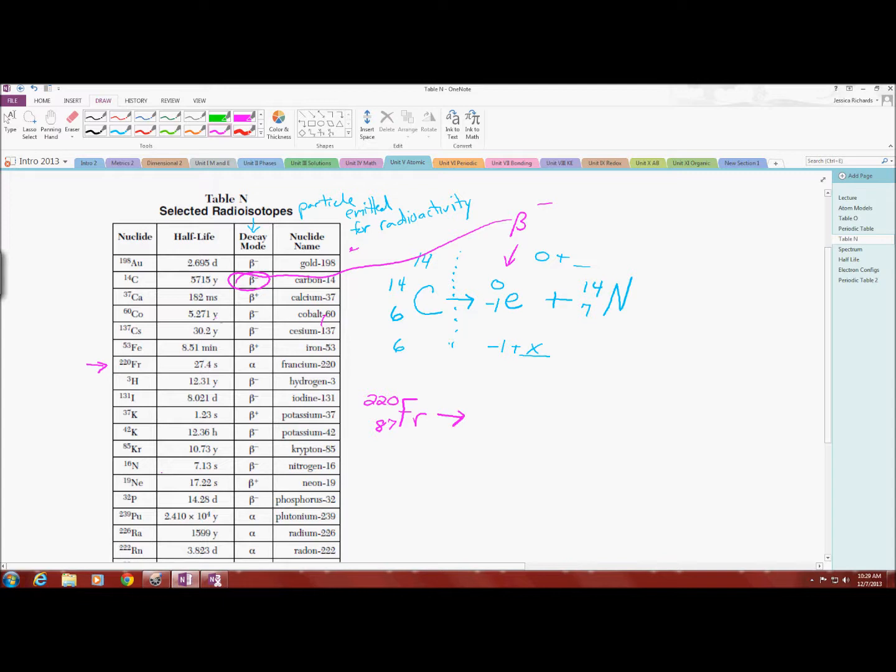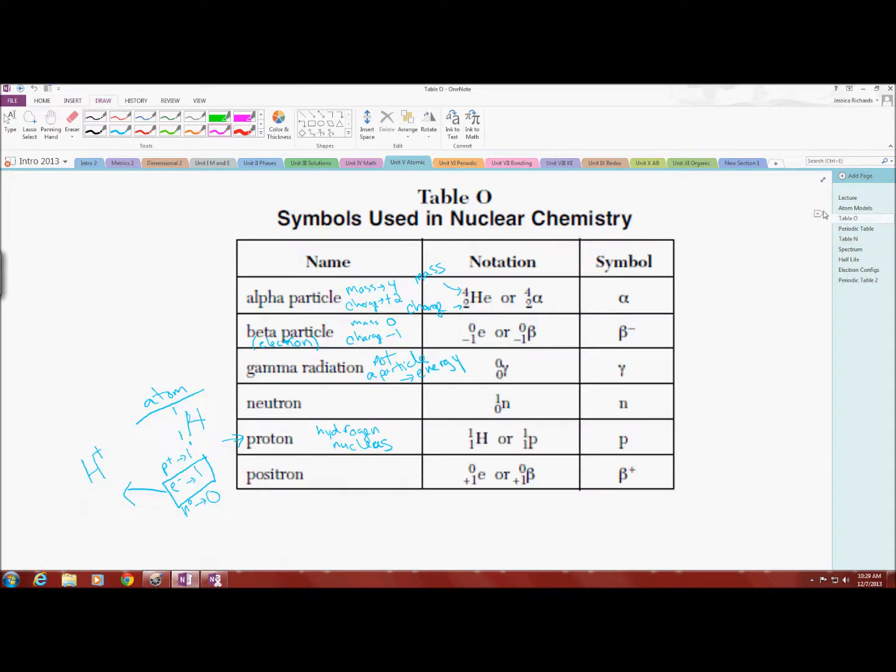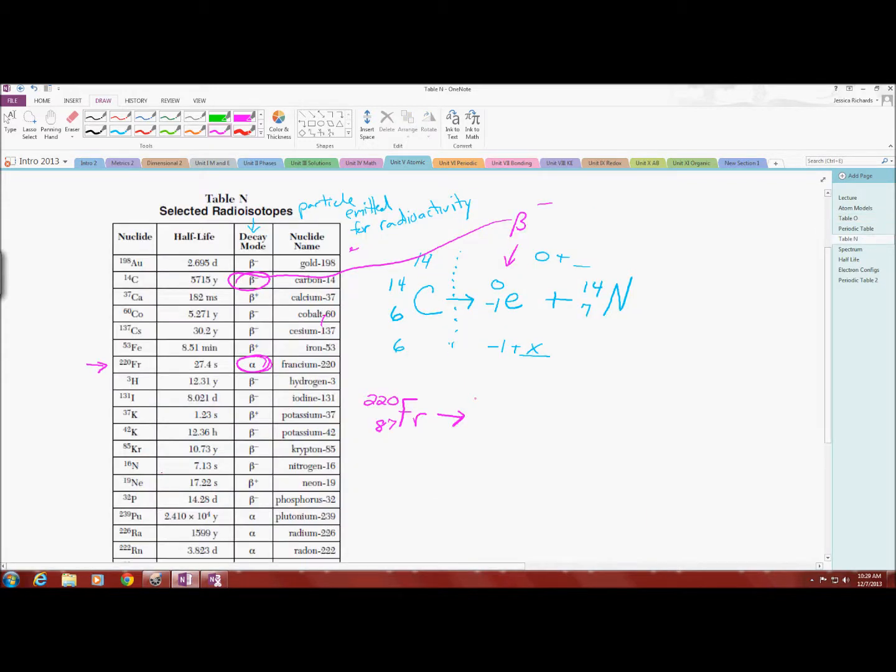And my decay mode says he's giving off an alpha particle. So an alpha particle, I don't have that memorized yet either. I go to table O. I find alpha particle. It's my helium nucleus. So the top number is 4, the bottom number is 2, and the symbol is He.